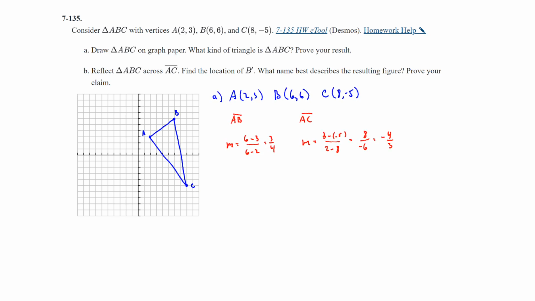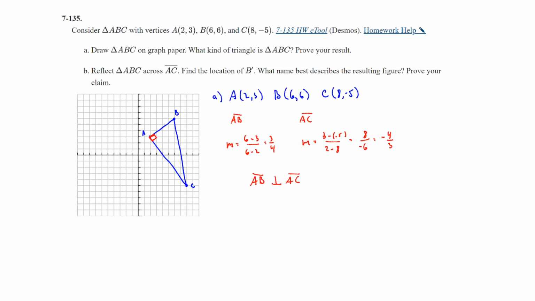So for AB to be perpendicular to AC, we need opposite reciprocals. So is 3/4 and negative 4/3 opposite each other? Yes. And are they reciprocals? Yes. So therefore, we do know that this is a right triangle. We know that line segment AB is perpendicular to line segment AC. So we know that's a right triangle now.